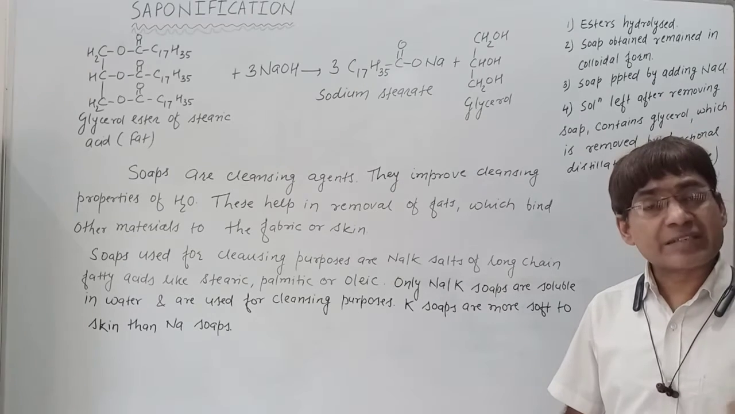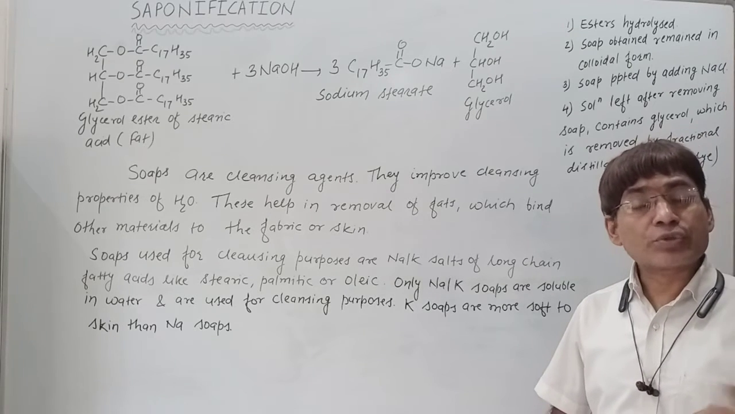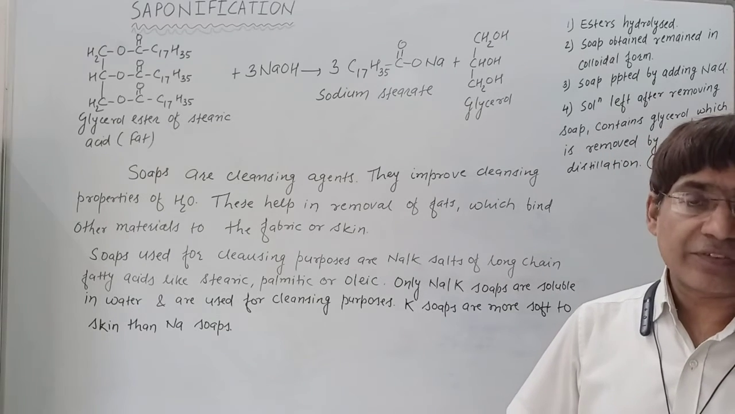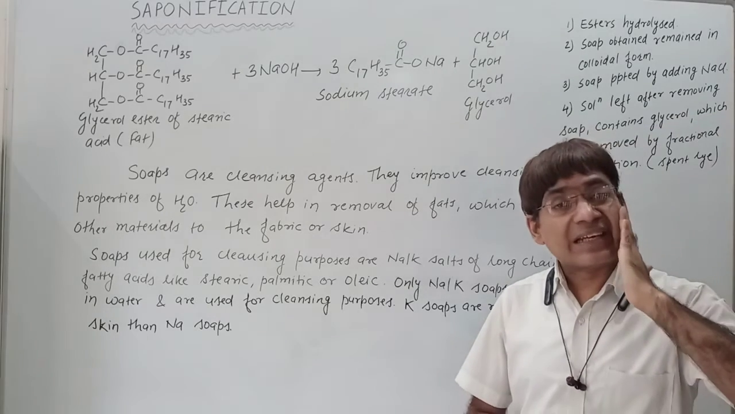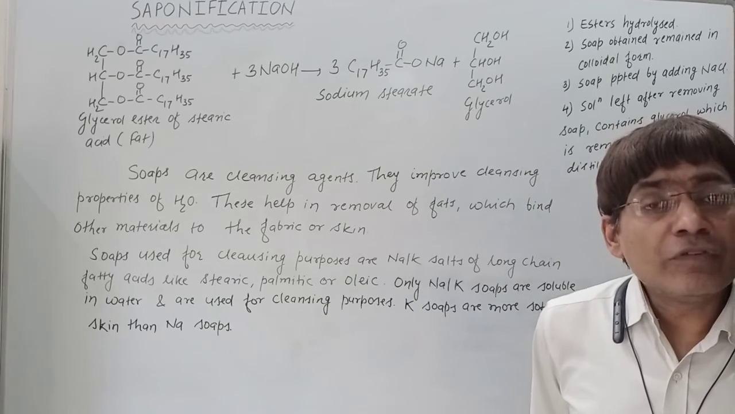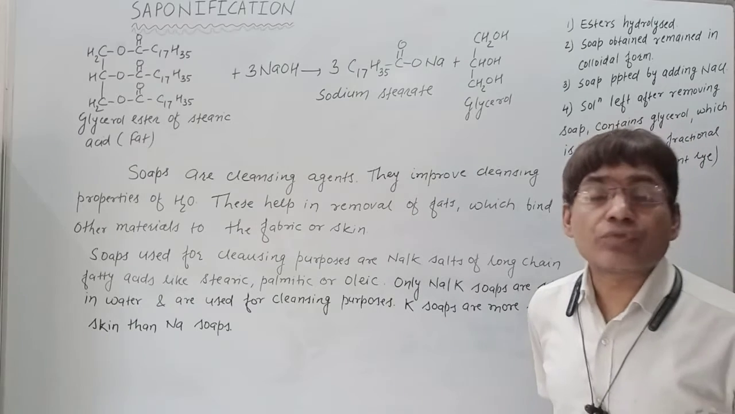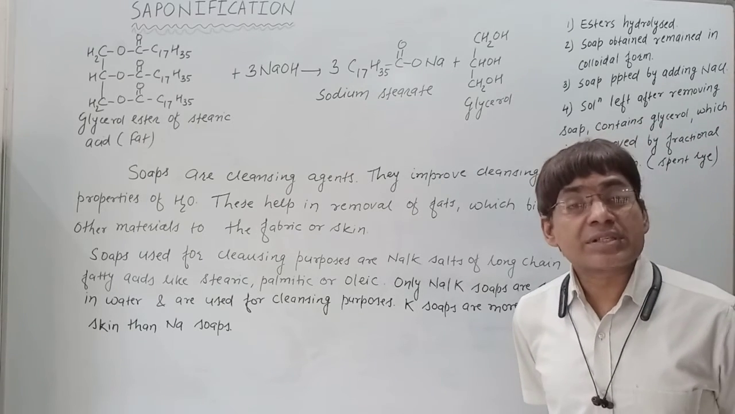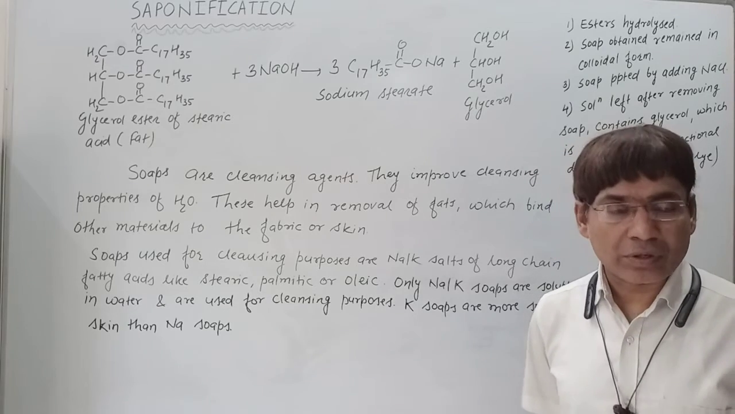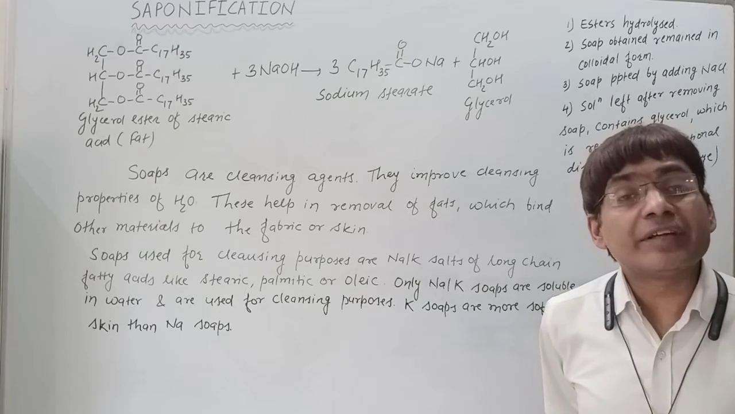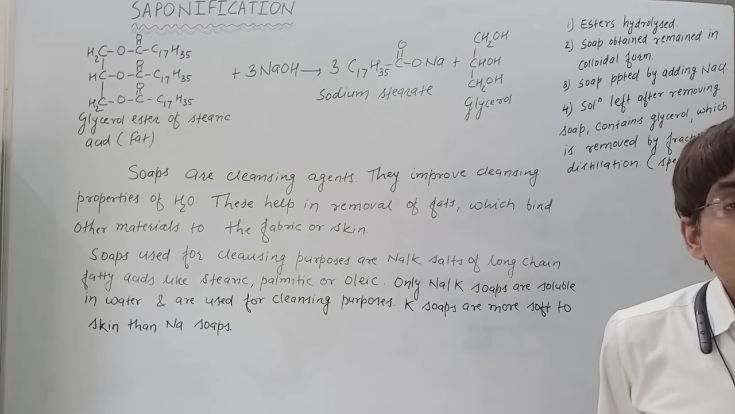Now after precipitation of that soap, the solution which is left contains glycerol. Fine. The solution which is left after precipitation of this colloidal form of soap contains glycerol. So this is an industrial source of glycerol. Glycerol is an industrially important chemical, so this is a very big commercial source of glycerol.